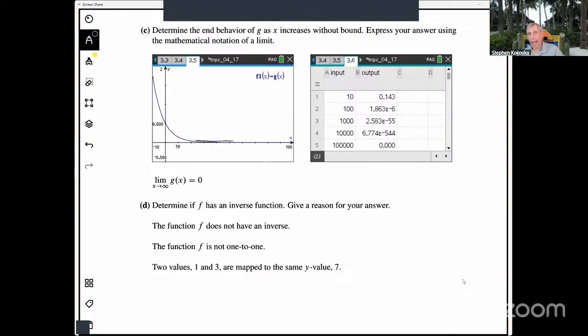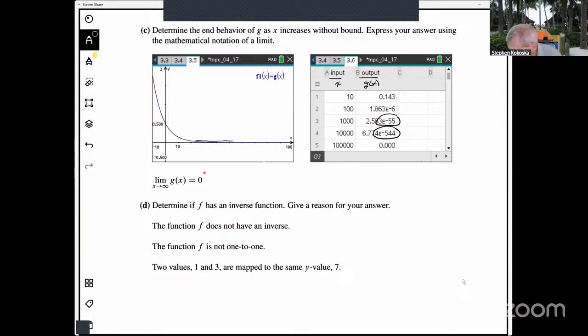To back that up, I got a list and spreadsheets page, and here's the input value, here's the output value, here's the value of x, here's the value of g of x. Notice my values over here, e to the minus 544. Man, that's a pretty darn small number, okay? And when I plugged in 100,000, it came back with just a plain old zero. So I'm pretty convinced that as x increases without bound, as x goes to infinity, the value of g of x is going to zero.